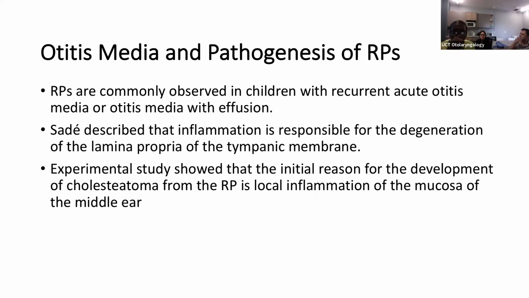I mentioned this already, that children with recurrent otitis media or otitis media with effusion tend to have retraction pockets. And it's been described that inflammation is responsible for the degeneration of the lamina propria of the tympanic membrane. Some experiments have shown that the initial reason for the development of cholesteatoma from the retraction pocket is local inflammation of the mucosa of the middle ear.